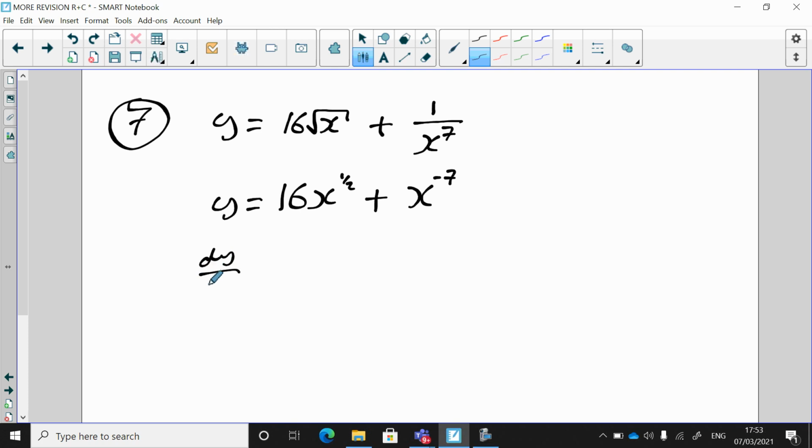It's asking for the form dy by dx. Here we go. So it's going to be a half times 16, that's just going to give us 8 there. So 8 times x to the half take away 1, which is negative half, that's fine. Next part here, I'm just going to bring the negative 7 down the front. It's really a 1 in front of x, so that's fine. So that's just going to be negative 7x, and subtract 1 from the negative 7. So remember, negative 7 take 1 is negative 8.